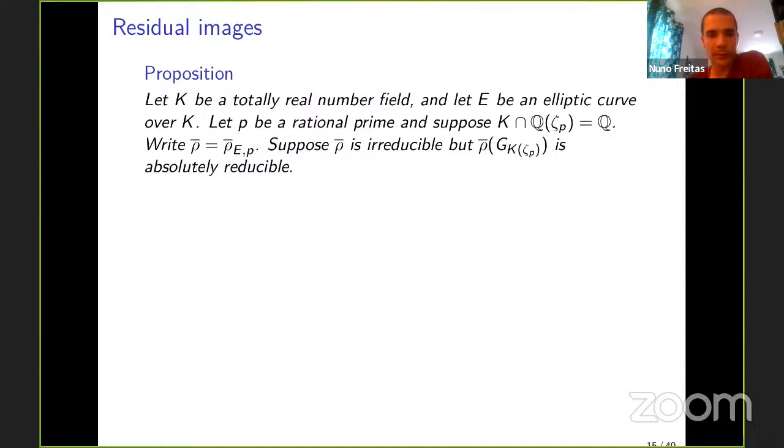After looking more carefully, it's not too hard to prove the following more detailed proposition. But we do need an additional hypothesis here: we take P to be a rational prime such that the intersection of our base field K with the cyclotomic field of Pth roots of unity is Q. Then we suppose that our residual representation mod P is irreducible, but the image of the restriction to G_K(zeta_P) is not sufficiently large, so it is absolutely reducible.